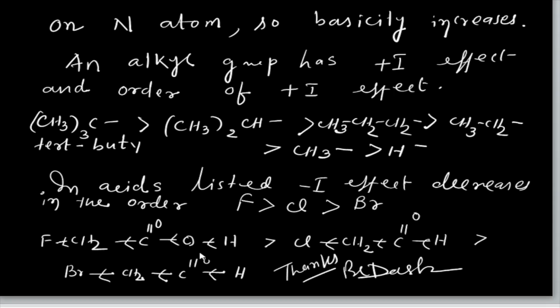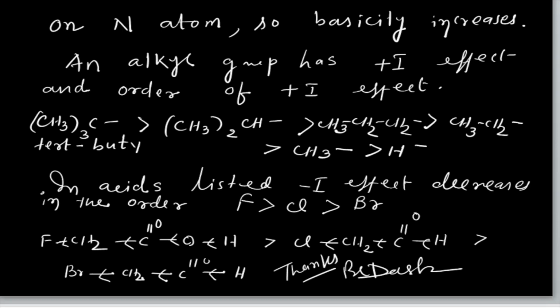Order of plus I effect: as I told, 3 methyl is more, 2 methyl less, like propyl, then ethyl, then methyl, then hydride. Hydride has a negative charge, that means it can donate 1 electron, after that it becomes neutral hydrogen. So in acids also, when there is a minus I effect, then it is a stronger acid. Now see fluorine, chlorine, bromine, iodine.